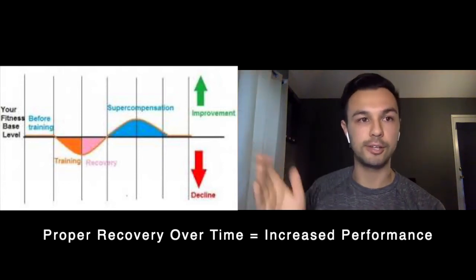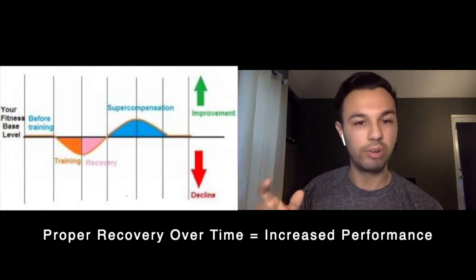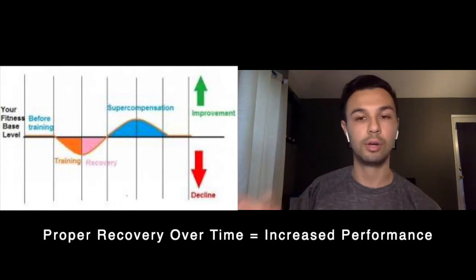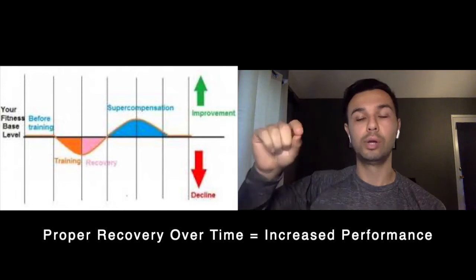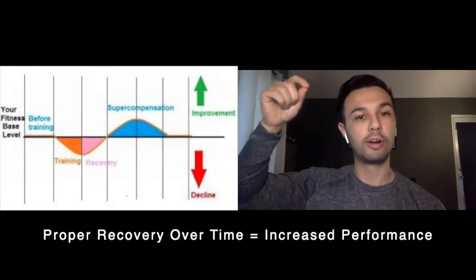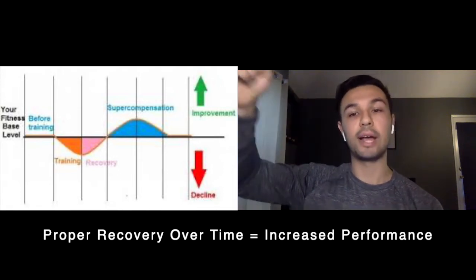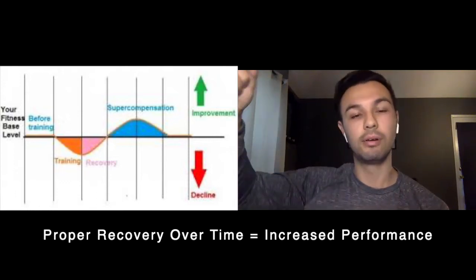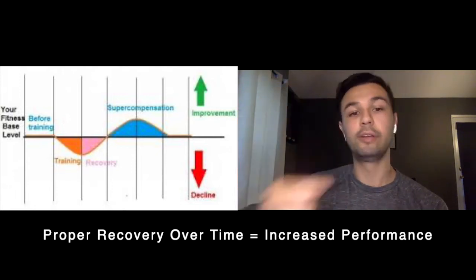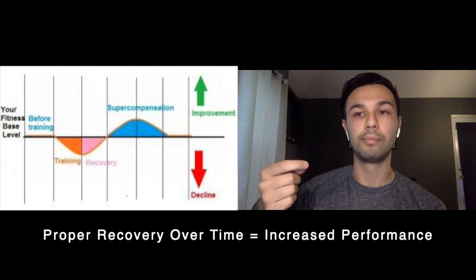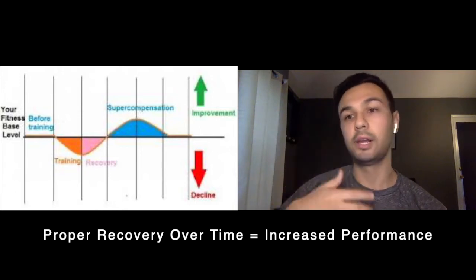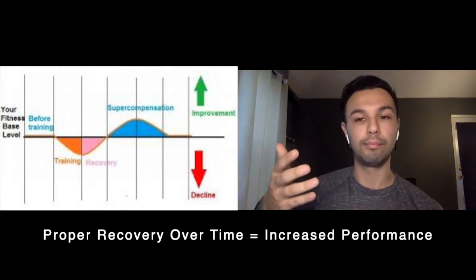And for this example, we're training chest, so it takes about 24 to 72 hours to recover from a chest workout. After that period has elapsed, we will have either reached 0 again on the graph, or if we recovered properly, we will have surpassed 0 and let's say hit +5 on the graph, where we're actually able to outperform our previous chest workout. An example of this would be moving more weight than we did last time, or completing more reps than we did last time.